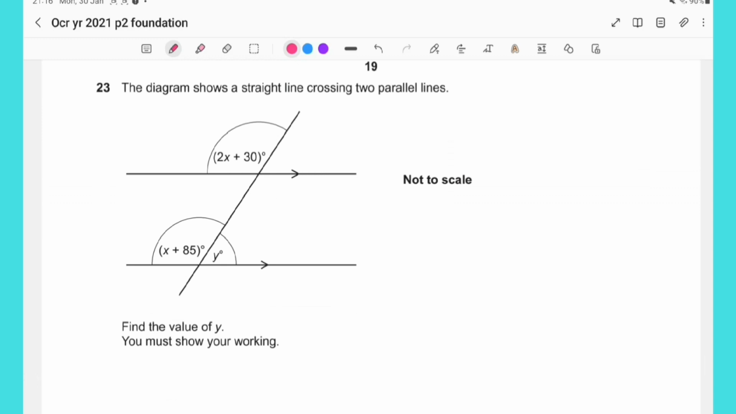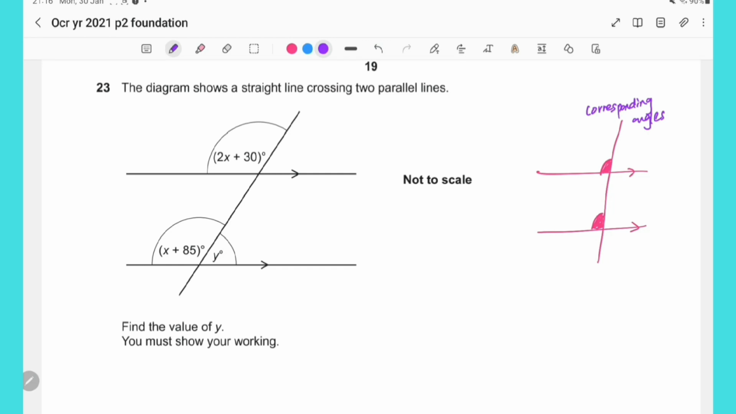The diagram shows a straight line crossing two parallel lines. So if you have two parallel lines like this, and a transversal cutting them both, then this angle corresponds to this one. Or we can say that these two angles are corresponding angles, meaning they are equal. This angle over here would be equal to this one, and these two would be equal respectively. These are called corresponding angles.